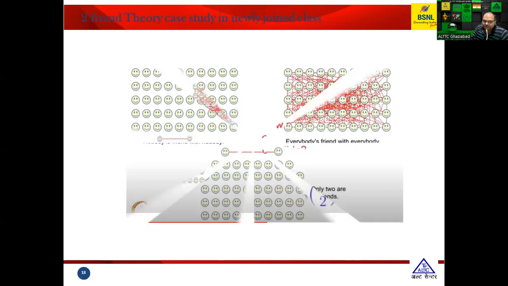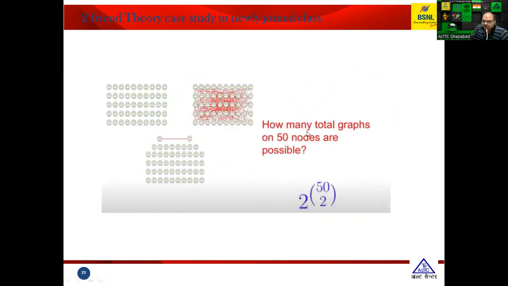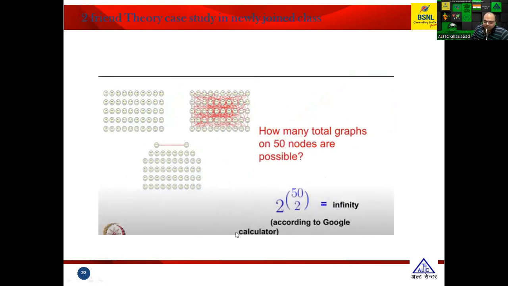Then how many combinations can there be? How many total friendships, or total graphs, are possible on 50 nodes? 2 raised to the power 50 choose 2, combination of 2. If you calculate with the Google calculator, that will be around infinity. This is the example of only 50 participants. So you cannot imagine the power of social media.